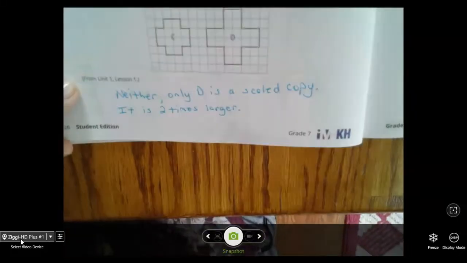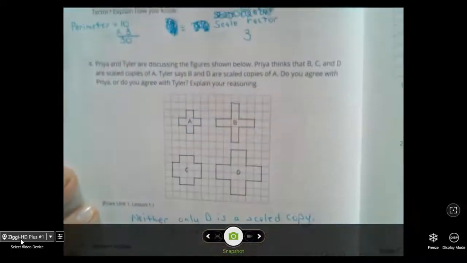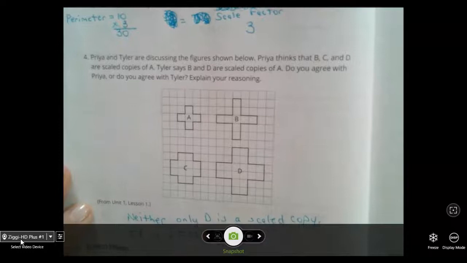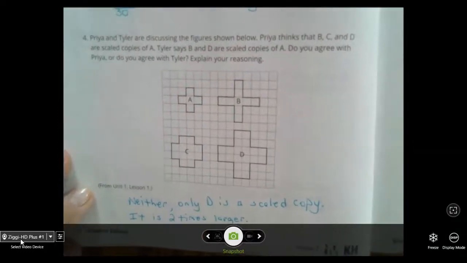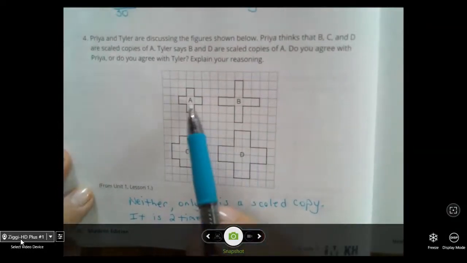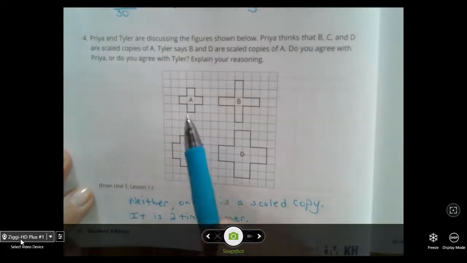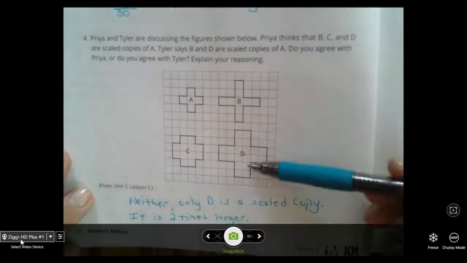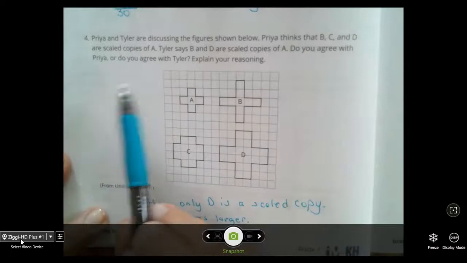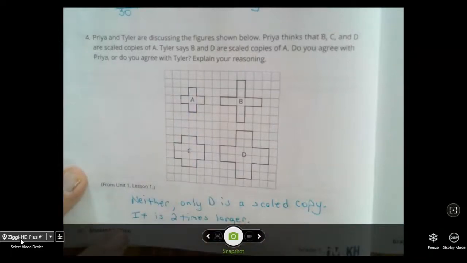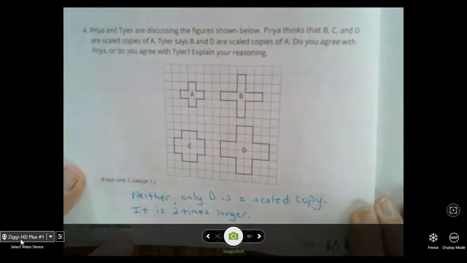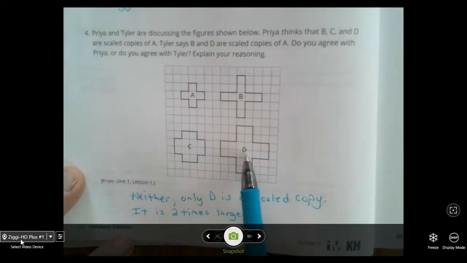And then number 4, we've got Priya and Tyler discussing the figures shown below. Priya thinks that B, C, and D are all scaled copies of A. And Tyler says that B and D are scaled copies. Do you agree with Priya or Tyler? Well, you should not agree with either of them because only D is a scaled copy.